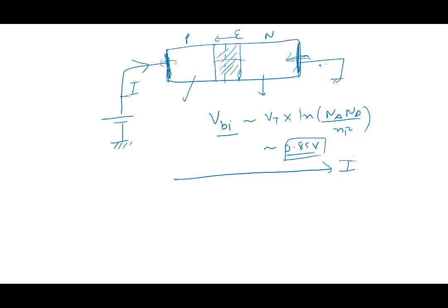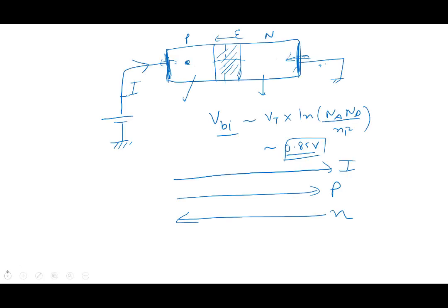So holes are positively charged. In which direction do you want the holes to move? P should move like this. In which direction should the electrons move? They should move like this. Does it make sense? You are asking holes to move from left to right. There are a lot of holes here. You are asking them to move from here to here. What is preventing them from moving? This field.